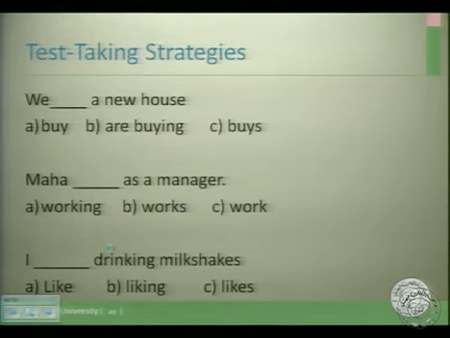We a new house. We buy a new house. Is it something that you do every day, or every year, or every month? So it is not a habit to say we buy a new house. It is grammatically correct to say we buy a new house. There is nothing wrong, but the meaning is not correct. You cannot have the sense of buying a new house as a habit. So it's not a habit.